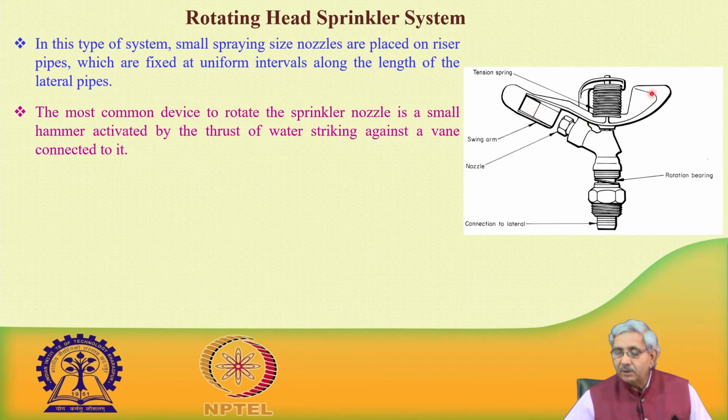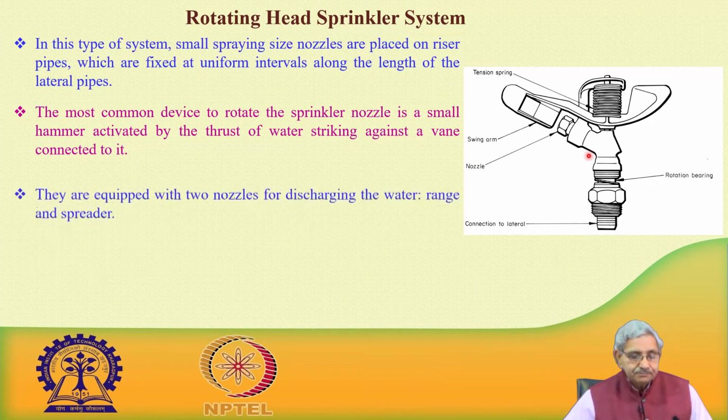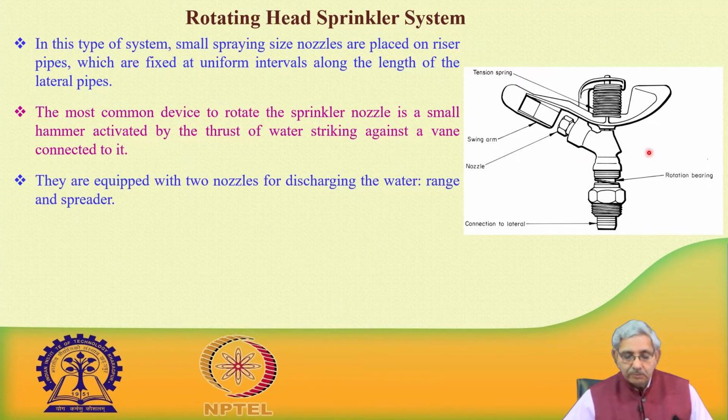What will happen? It will deflect, and then because of the weight here, it will bring it back. So there is a small hammer activated by the thrust of water striking against the vane connected to it. They are equipped with two nozzles. Of course, the device you have seen right now has a single nozzle.